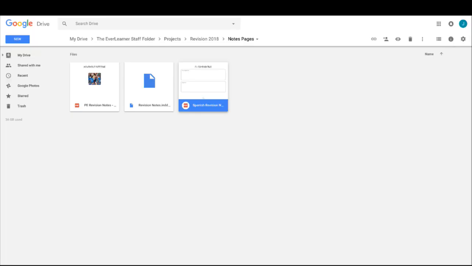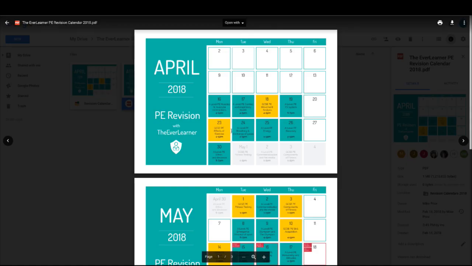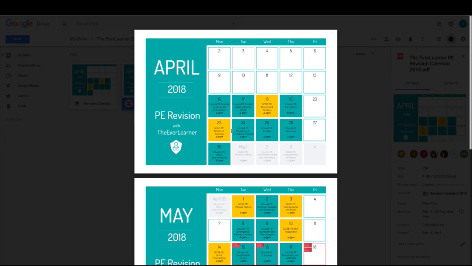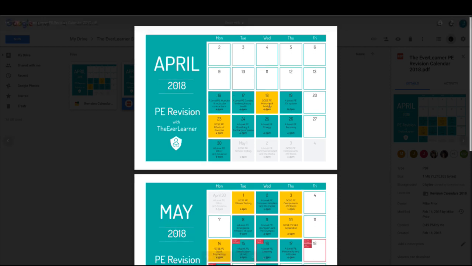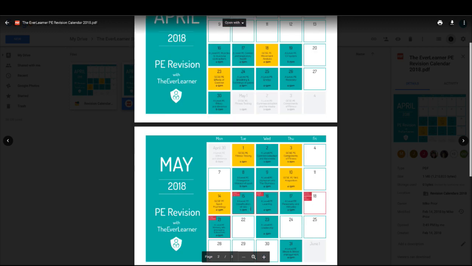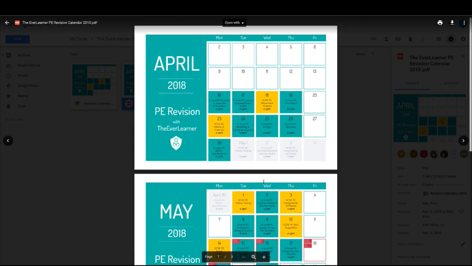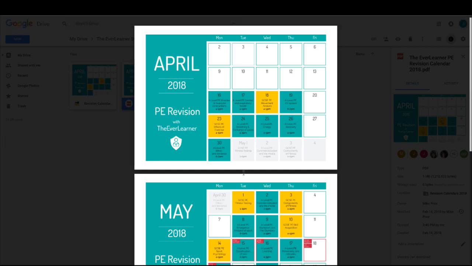Secondly, I mentioned already, we have the revision calendars already published. So here, this is the PE calendar. It starts on 16th of April, so immediately after the Easter holidays. The first GCSE session's on the 18th. The GCSE sessions are in yellow, and you can see we've referenced the different exams down here. So you need to have a look at it. If you don't have it already, it's in the description of this stream. Go and have a look.